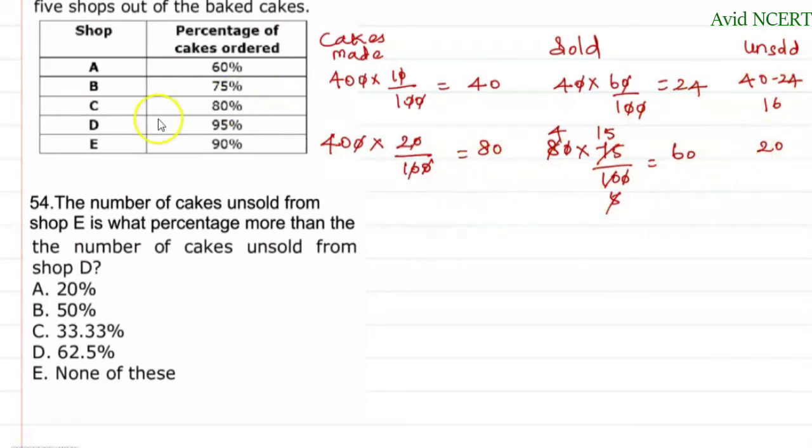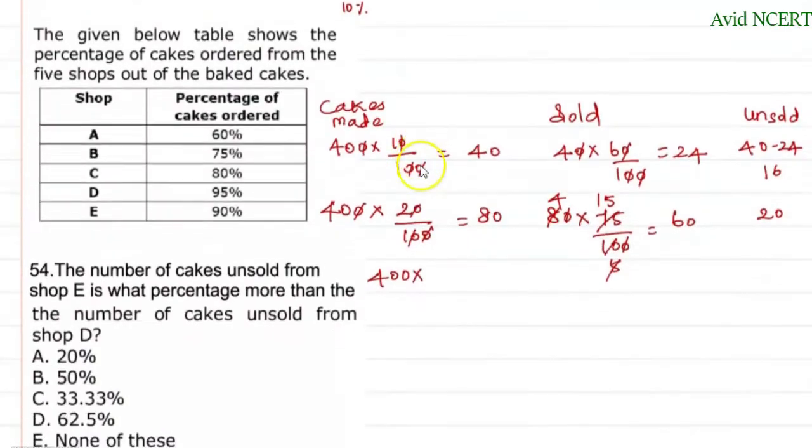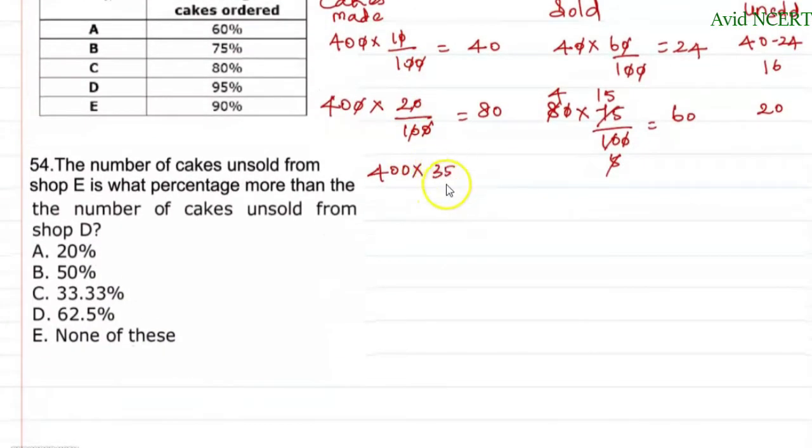So the cakes sold here are 60, which means the unsold cakes are 80 minus 60, which equals 20. Now for shop C, out of this 400, let's see the number of cakes they made, which is 35%. Out of 400 cakes, they made 35 by 100. The zeros get cancelled. So 4 times 35 is 140 cakes. And the cakes ordered from this shop are 80%, which means out of these 140, 80% were sold, which is 14 times 8, that is 112. So the number of unsold cakes here is 140 minus 112, which is 28.